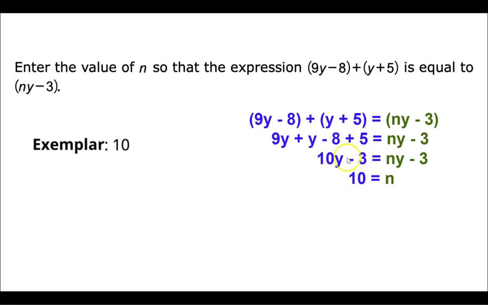And now you have a minus 3, a minus 3. You have the y, you have the y. Then you have n that is directly in front of the y, and you have a 10 on the opposite side that is directly times that y. Thus, n is equal to 10. And that is how you get to that final answer.